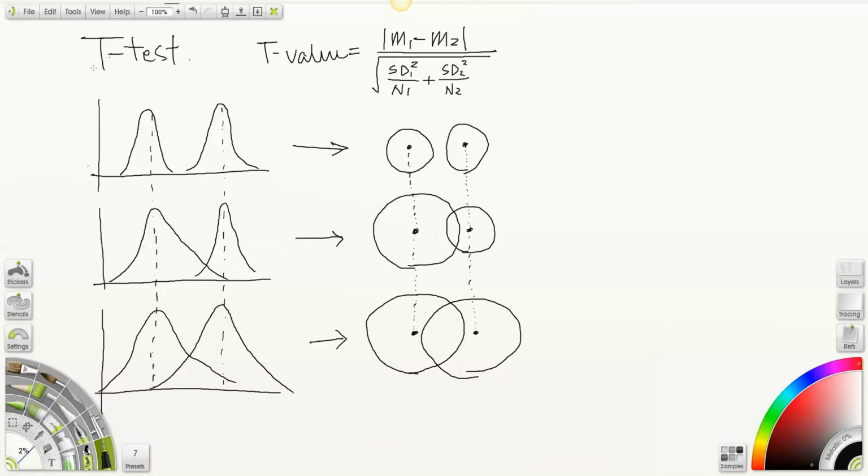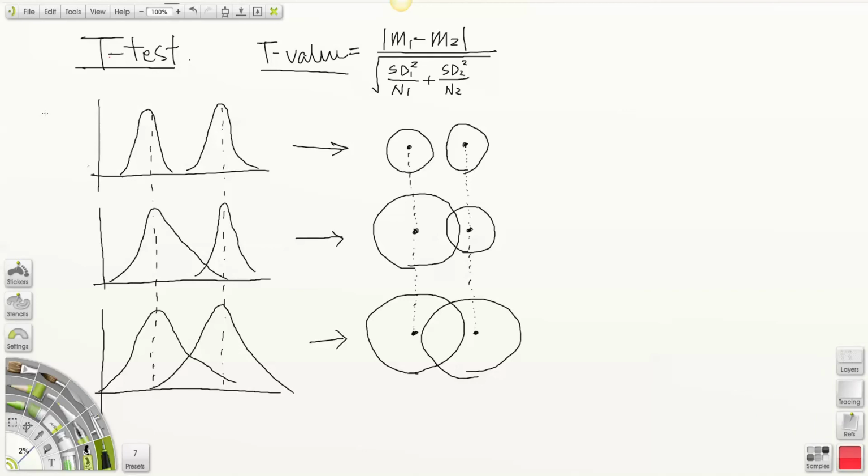In the last session, I was going to finalize on t-test, but I needed to elaborate a little bit more on this t-value formula. At the same time, I wanted to introduce the sortable bridge between t-test and ANOVA. That's why I'm going to spend a little bit more time on this.